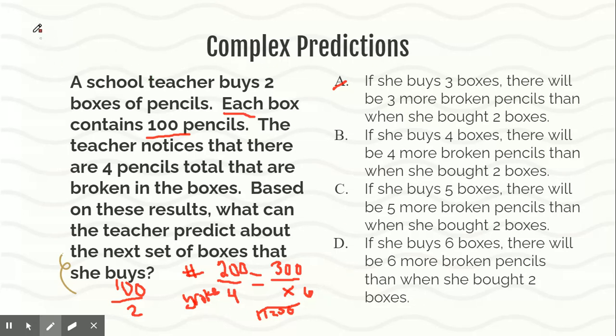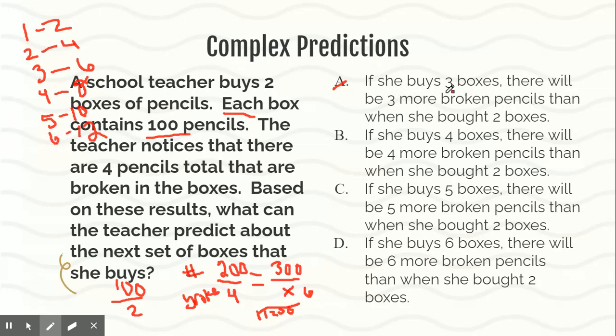So I can make a list. 1 box has 2 broken pencils. 2 boxes has 4 broken pencils. 3 boxes would have 6 broken pencils, and so on. So let's go all the way through 6. 4 boxes would have 8 broken pencils. 5 boxes would have 10 broken pencils, and 6 boxes would have 12 broken pencils.